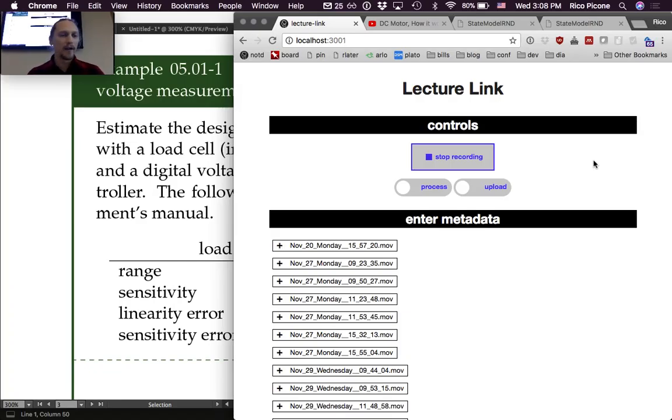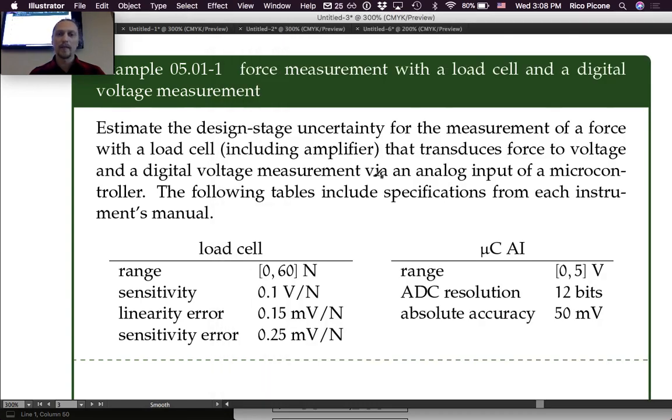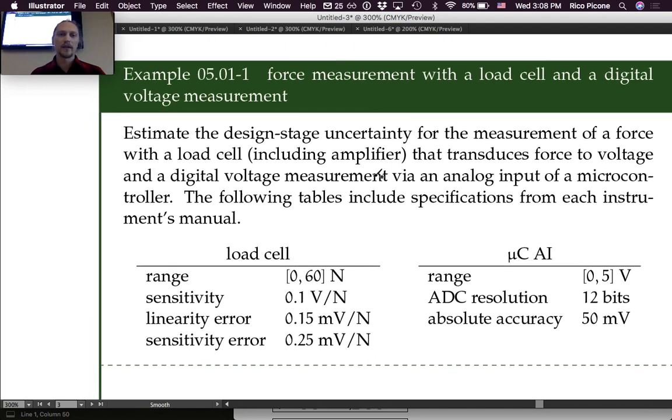Well, we are going to finish up this example from the last lecture. You may recall that the last lecture, 5.1, was design stage uncertainty analysis, because I sure did. So you may also remember that. So we have an example that I find kind of charming.